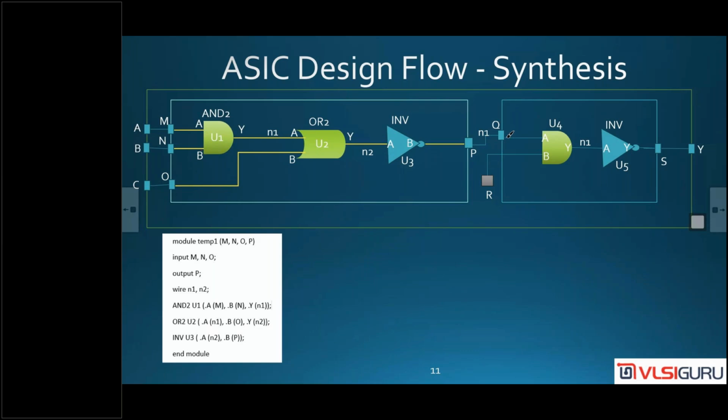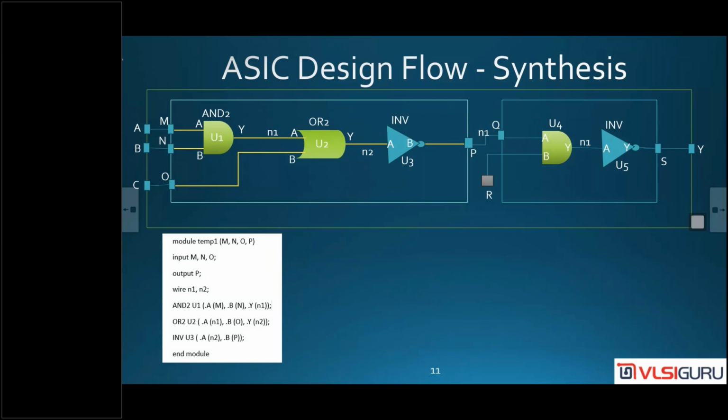Last is the inverter. What is the instance name? U3. A is connecting to net N2. B is connecting to port P. Right? That's the output. An inverter has only 2 pins. Now, this is called a gate level netlist.